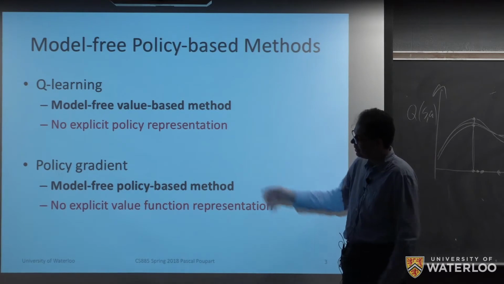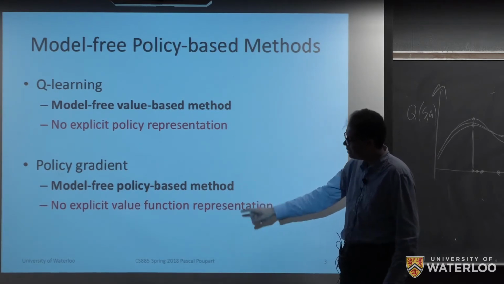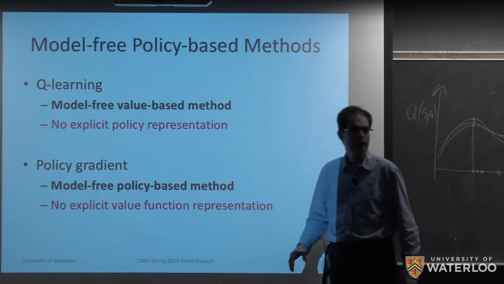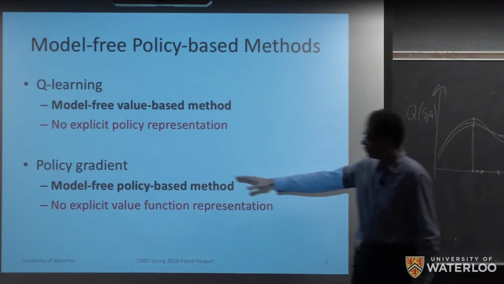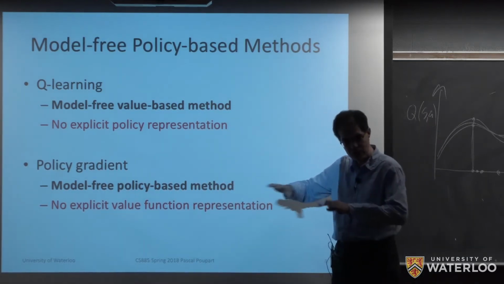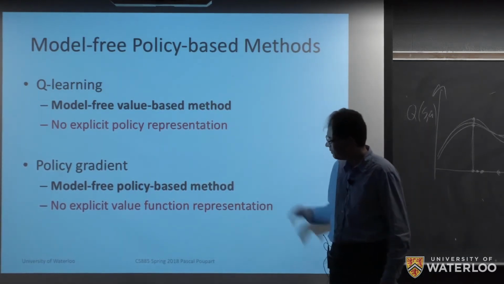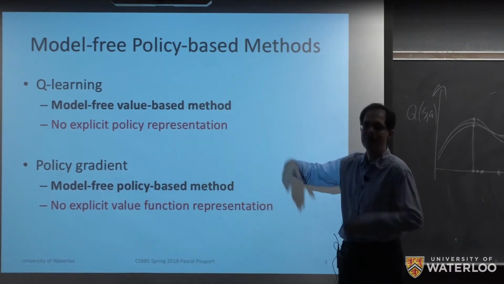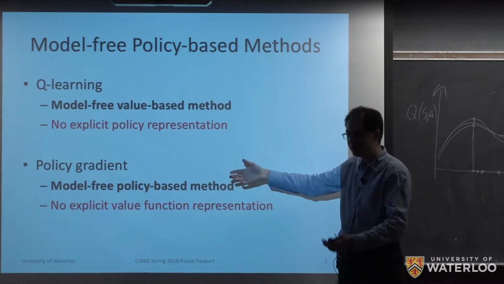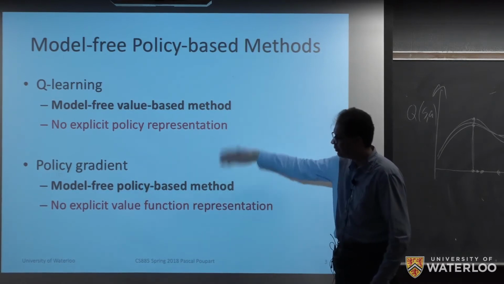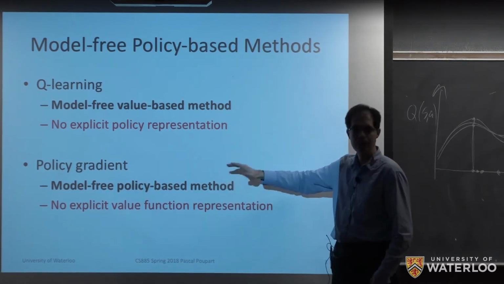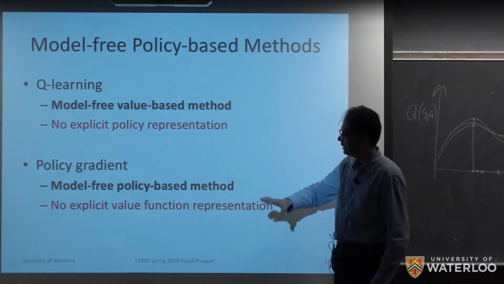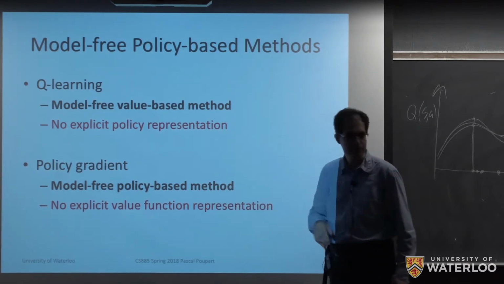And interestingly, what they do is they drop the notion of a value function. So we're going to work with a policy representation only, and there won't be any value function representation. Later on, we're going to see that there are algorithms known as actor-critics that actually have both. But for now, we're going to concentrate on policy gradient techniques that only have a policy representation.